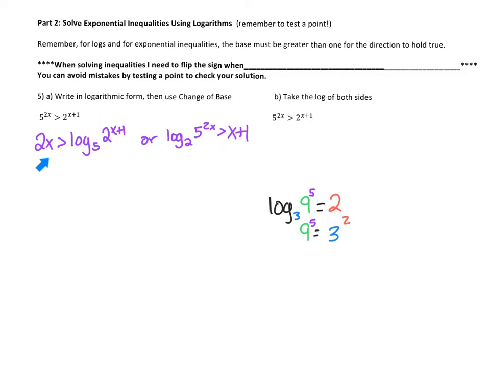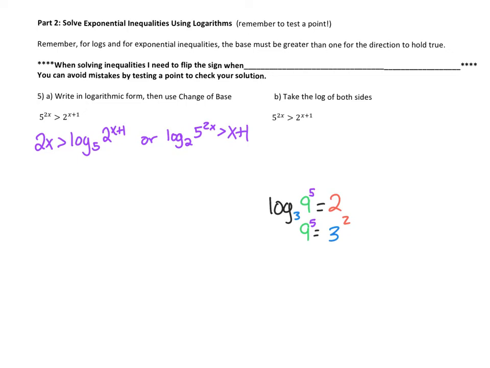We can write 2x is greater than log base 5 of 2 to the x plus 1 by taking the base here and making it the base of the log on the other side of the inequality, leaving this 2x where it is so that our inequality is facing the correct direction. Or we can write it the other way, where the 2 becomes the base of the log over here on the left-hand side, and we leave the x plus 1 on the right. Both of these are correct, and both of these maintain the correct direction of the inequality. Both of these will be equally efficient to solve.